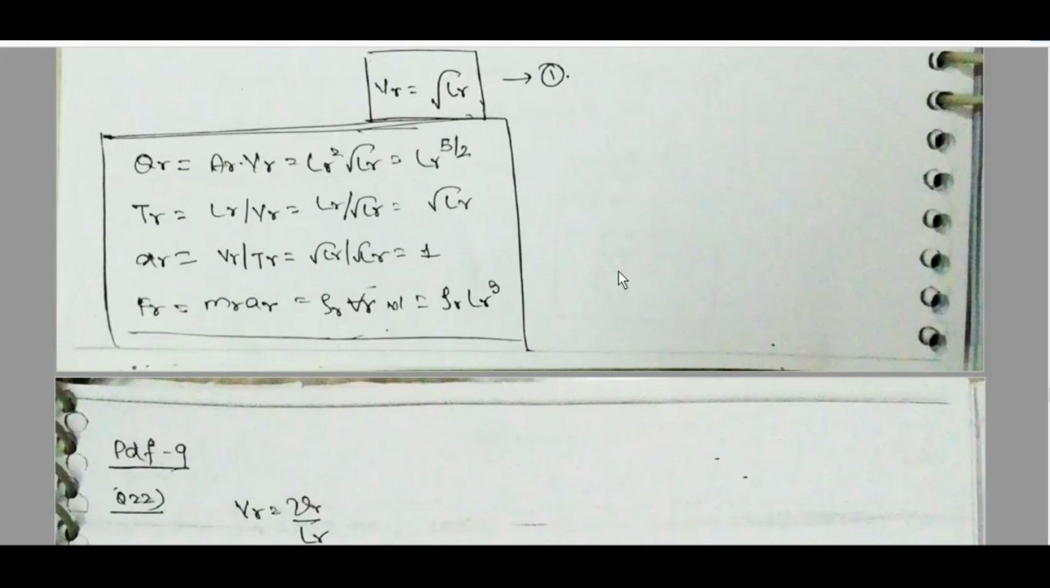Fr is equal to Mr Ar is equal to rho r Vr bar r into volume is equal to rho r Lr cube.